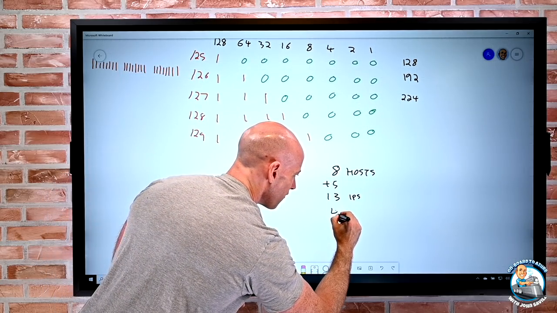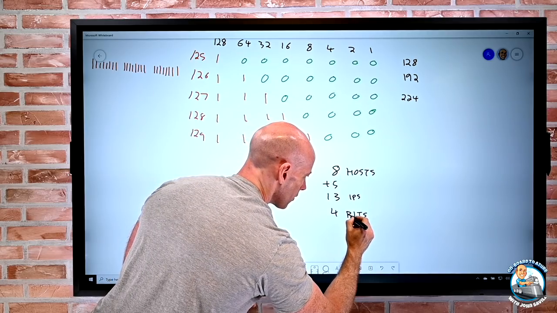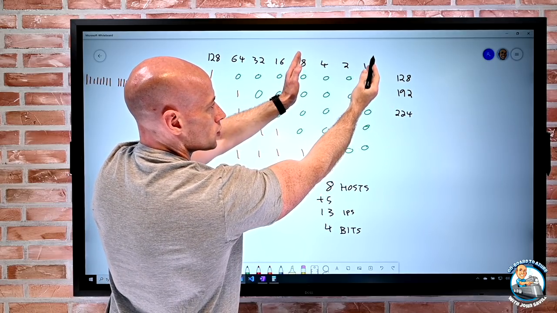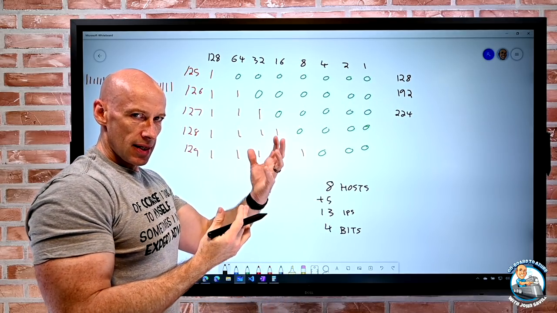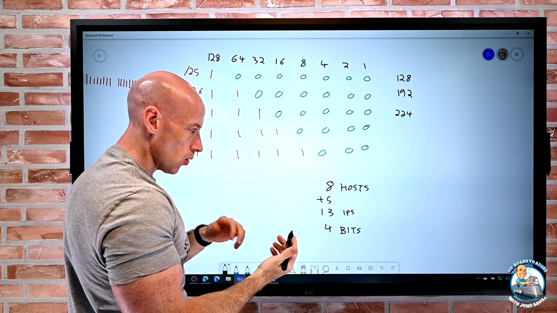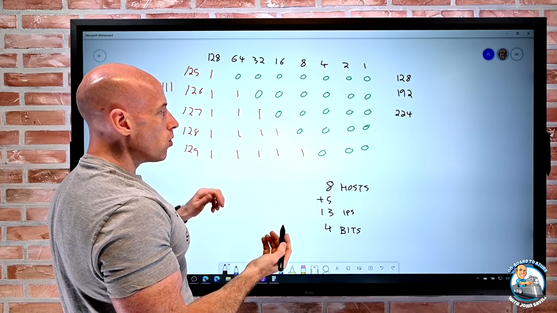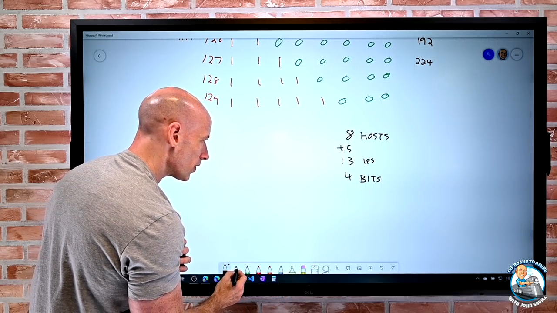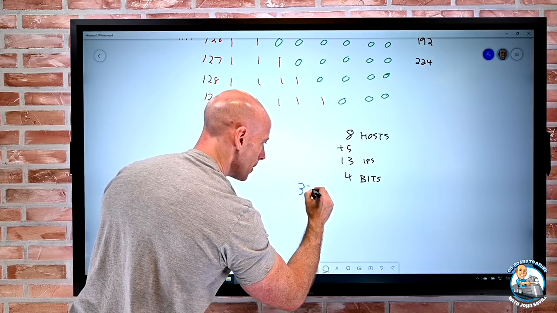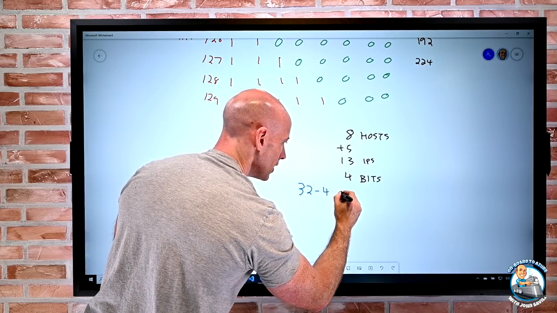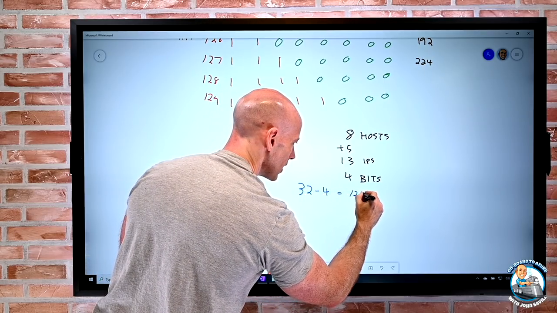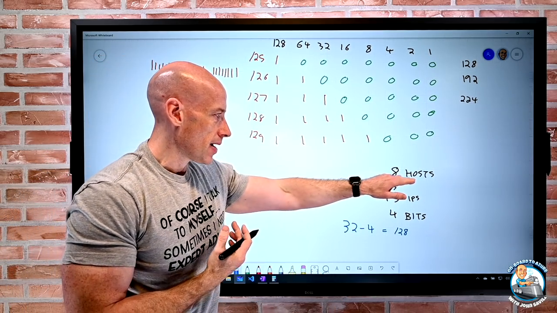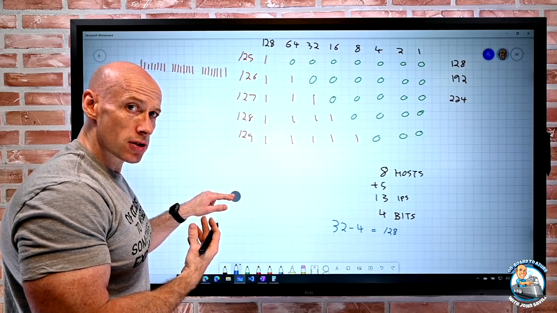So that means I need 4 bits for this network, because those 4 bits give me 0 to 15. 16 minus 5, 11 usable. Great. So if I'm using 4 bits for the host, then 32 minus 4 is a /28. So that's the size network I need if I want 8 hosts to run in there.